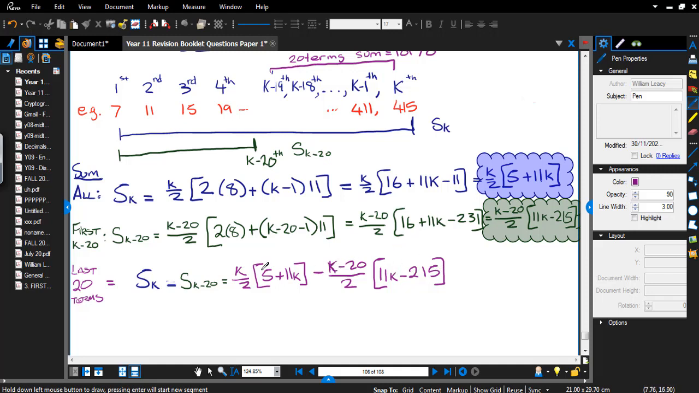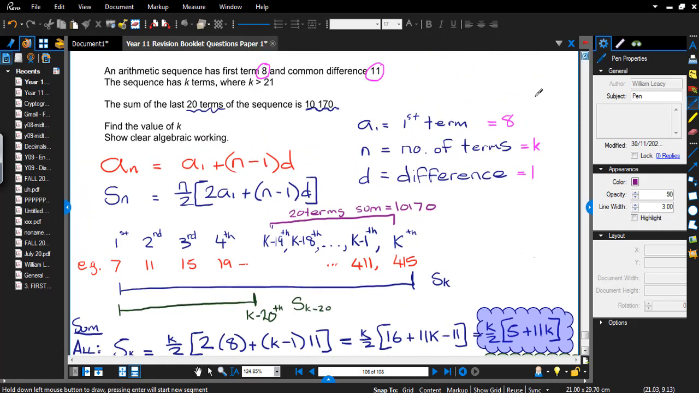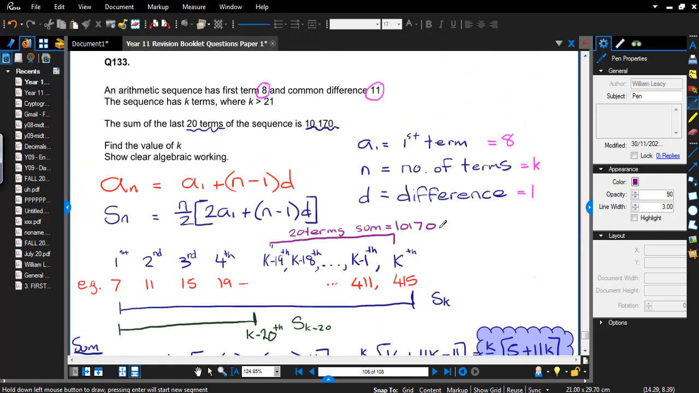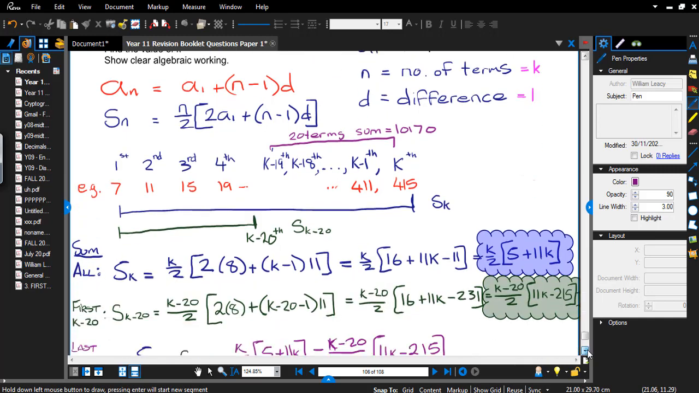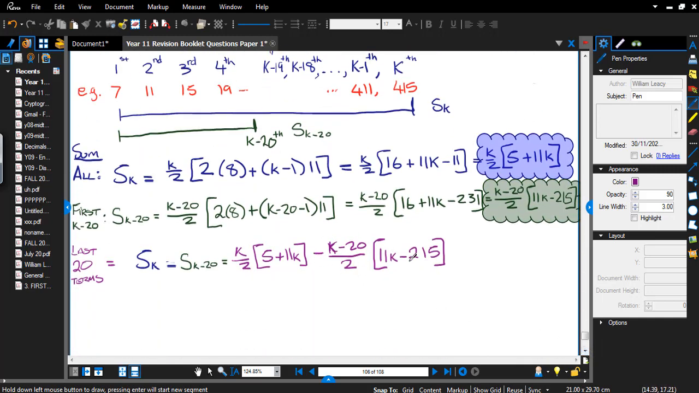Now, we know that the sum of the last 20 terms is 10,170 because we're told it in the question. But here we now have an expression for the last 20 terms, so we can put that equal to 10,170. Alright, we have one unknown, which is k, so we can solve this. So that implies, well, what do we not like here? That's k over 2, that's k minus 20 over 2. So let's get rid of the halves. So we'll multiply all the way across by 2.